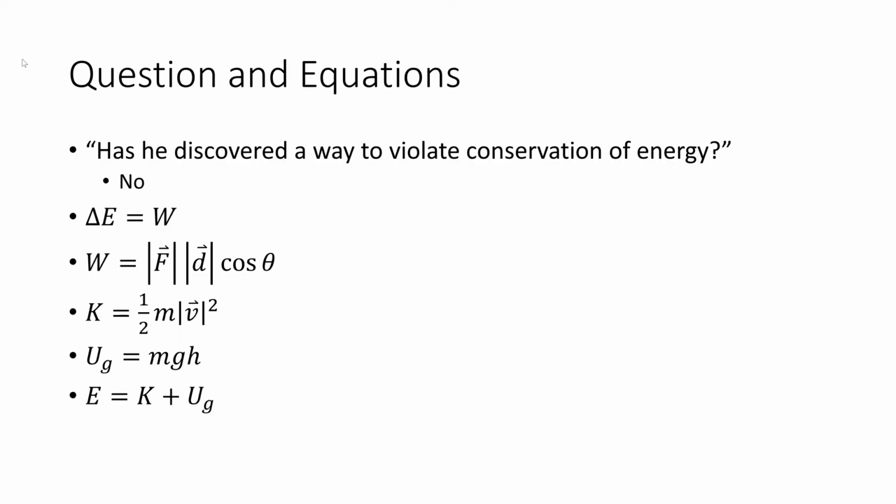On Canvas, we were asked if Christoph had discovered a way to violate conservation of energy. Obviously, the answer is no. The law of conservation of energy is true for every system and its surroundings and can never be broken. This can be proved mathematically in a few ways.